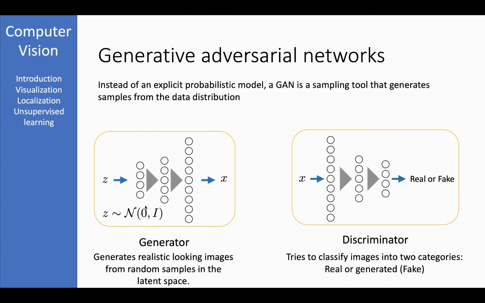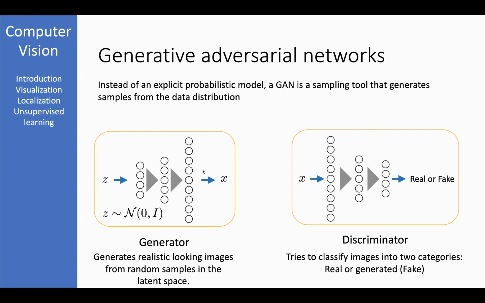Now, the next model that we talked about was what's called the generative adversarial network. And here, instead of modeling an explicit probability distribution, a generative adversarial network is a sampling tool. It simply takes random samples from a known distribution in the latent space and converts them into real-looking images, samples from the image distribution in a sense.